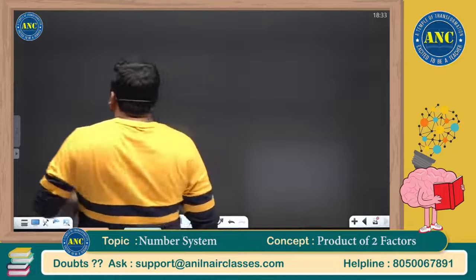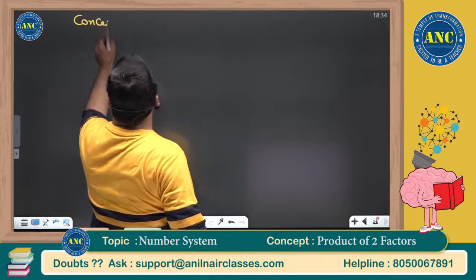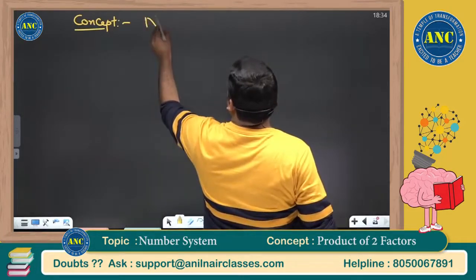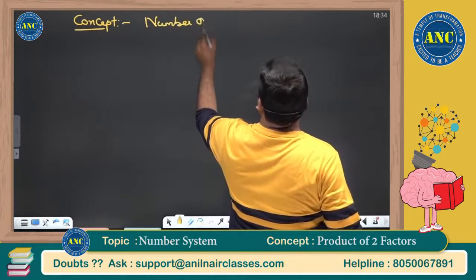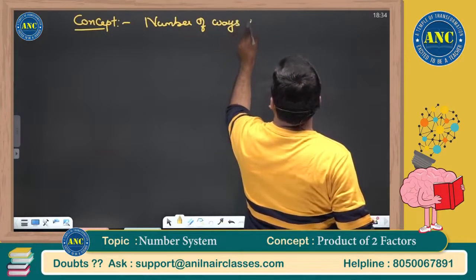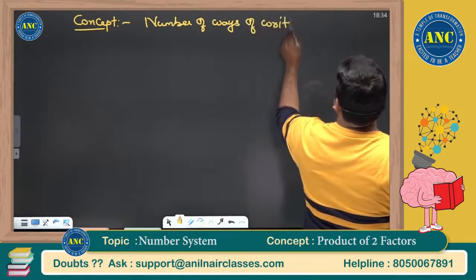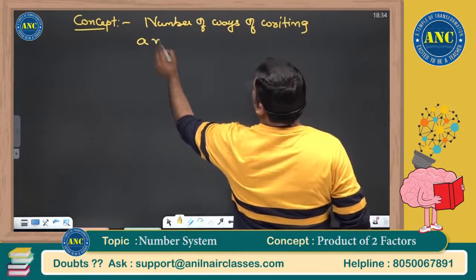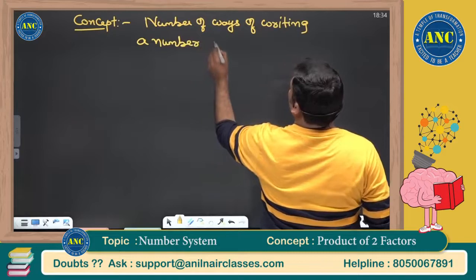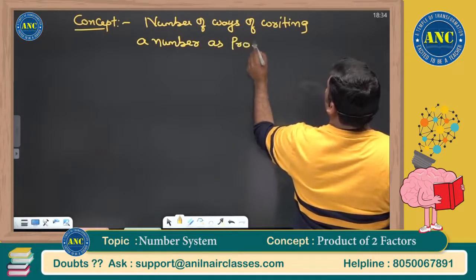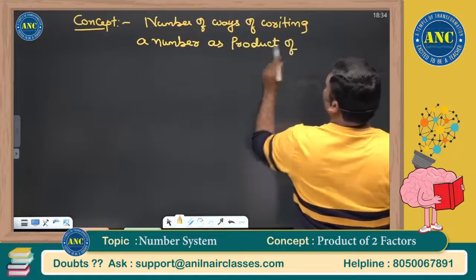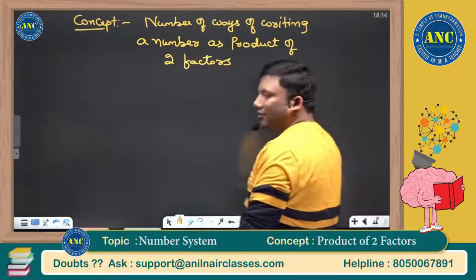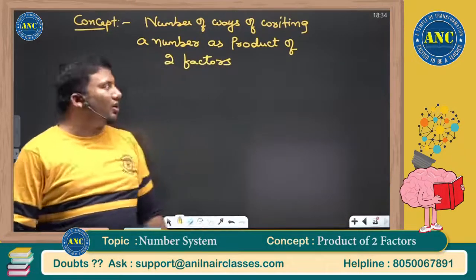Write down this concept. A very, very important concept: the number of ways of writing a number as a product of two factors. Very important, sir. For the next half an hour, pay attention. This is an extremely important concept.